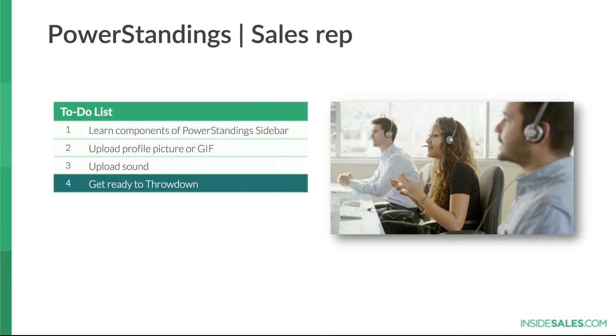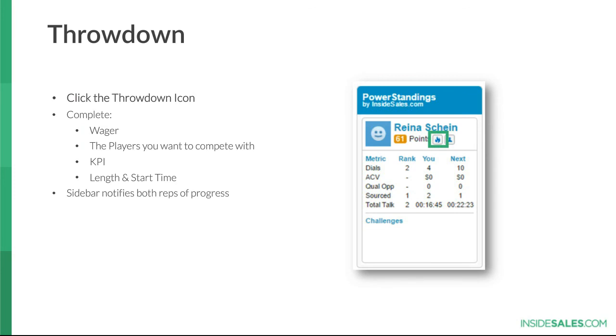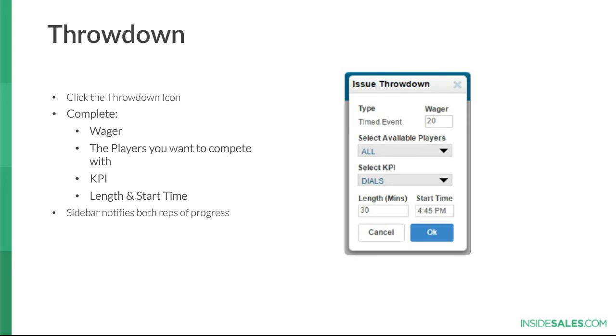Finally, the throwdown. This is such an awesome tool, and so it needs to be used more. And if you use it with your sales team, it's going to be awesome. Okay, so here's how the rep will issue a throwdown. They click on the throwdown icon, and then they can fill out the throwdown settings. They're going to wager a certain number of points. They select the players they want to compete against, the KPI they're going to compete with, and then they give it a length of time and the start time.